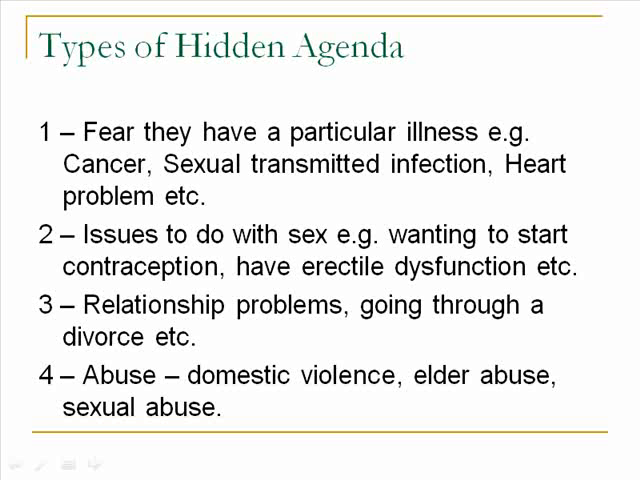So what are the types of hidden agenda? There can be quite a large number of types. A patient could be scared that they've got a particular illness, but they don't want to say it outright at the beginning of the consultation, so they might be scared that they've got cancer, or a heart problem or sexually transmitted disease. The patient might have a problem to do with sex, like erectile dysfunction or wanting to be started on the contraceptive pill. The patient could have a relationship problem, or be going through a divorce. There could be some abuse going on, which could be domestic violence, elder abuse, sexual abuse.